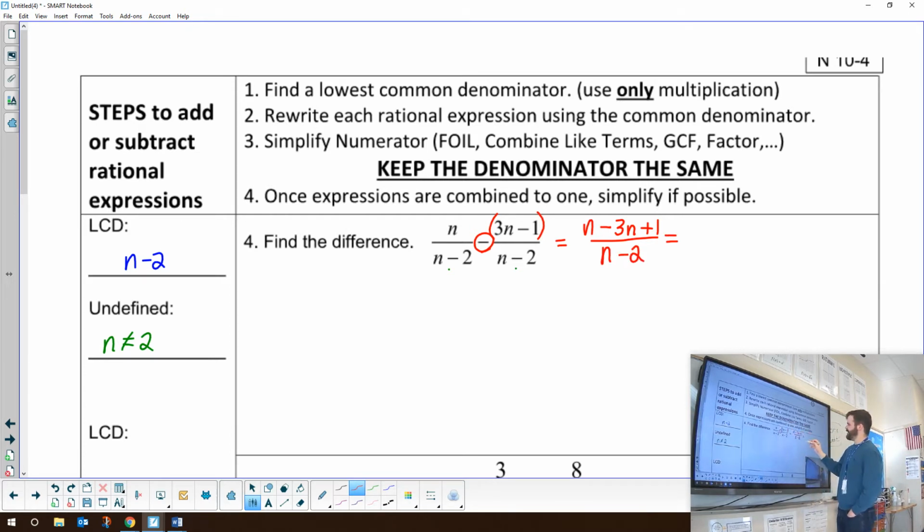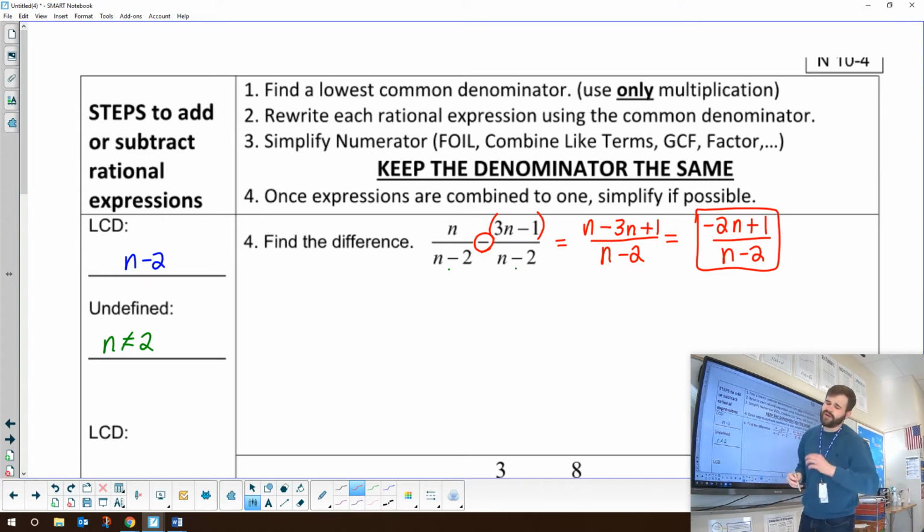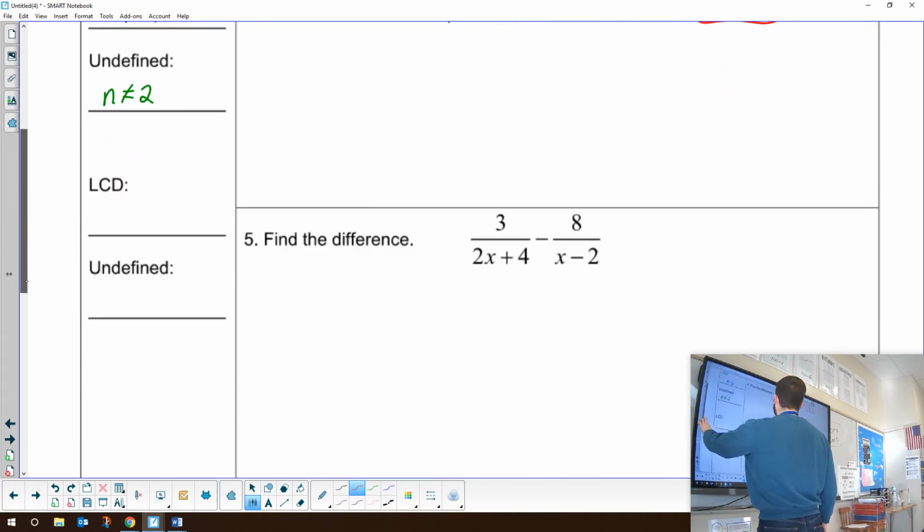Then we're going to combine like terms. N minus 3n is negative 2n. So we'll have negative 2n plus 1 over n minus 2. Okay? So whenever you're subtracting, make sure you subtract the entire second fraction. Let's move on to number 5.